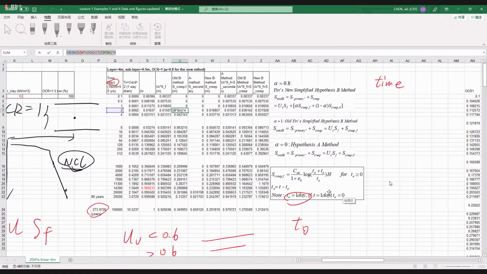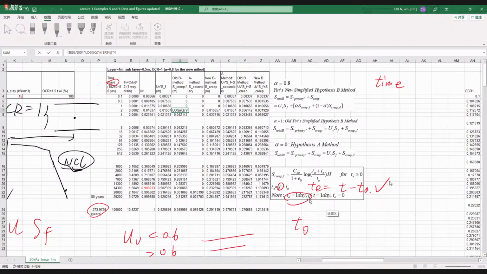You can see the equation here. Actually, this equation I have already put here: C alpha E divided by the specific volume, log of the final time over the initial time. Here, the final time is Q7. Why? Because T0 plus TE is equal to T. TE is always equal to T minus T0. This equation is always correct.